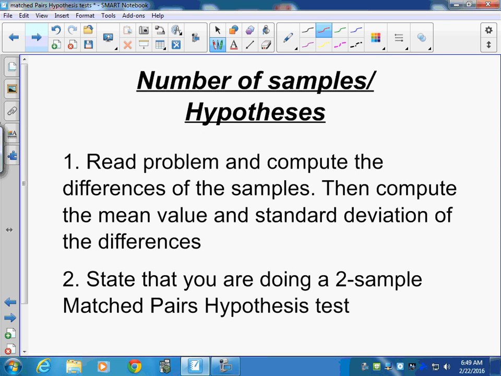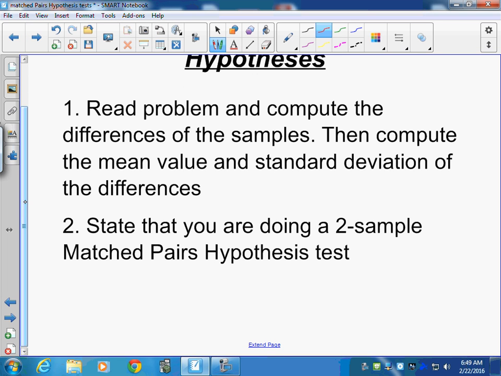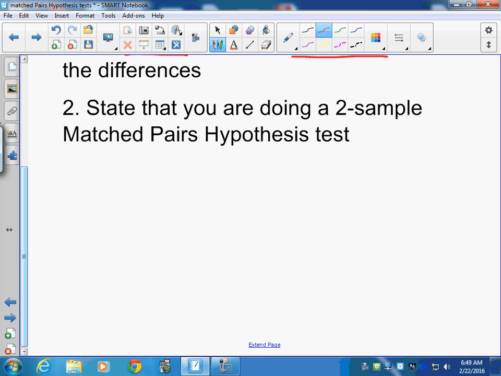Okay, now, when we look at our number of samples in our hypotheses, number one thing we want to do, read the problem. As we start checking those assumptions, we're going to compute the differences of the samples. And then, once we have that single column, we're going to calculate one mean value, one standard deviation. And that is the difference between a matched pairs and a two-sample test.